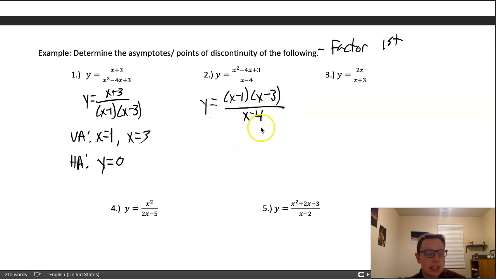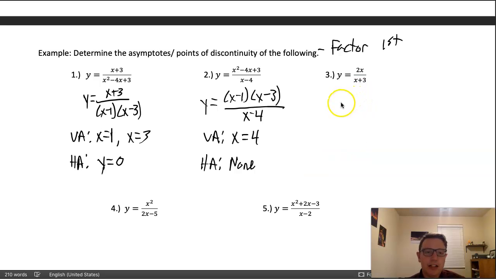Okay, what about holes? Anything we can cancel out? No. So we move on to vertical asymptotes. Vertical asymptotes happen where the bottom would equal 0, and x being 4 would make the bottom equal to 0. So that's our vertical asymptote. What about horizontal asymptotes? Well, our degree in the top was 2, our degree in the bottom was 1. Being as our degree in the top was greater than our degree in the bottom, looking back at our table, that tells us we have no horizontal asymptotes.